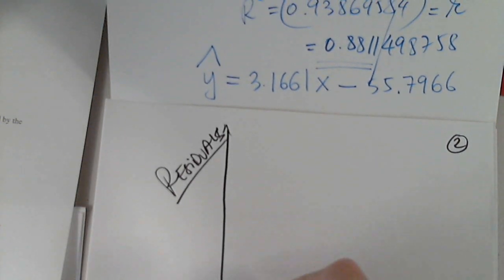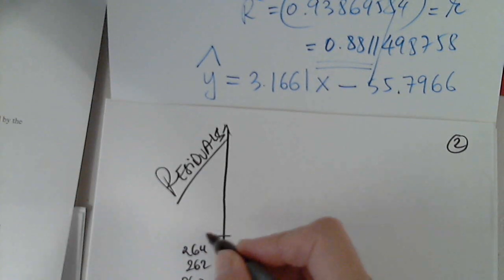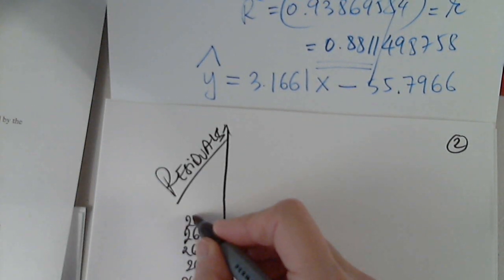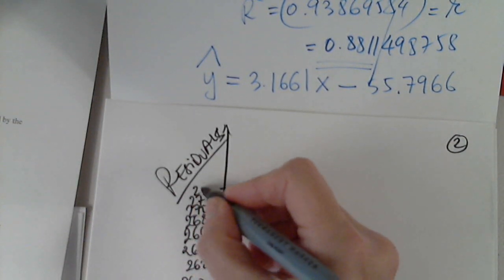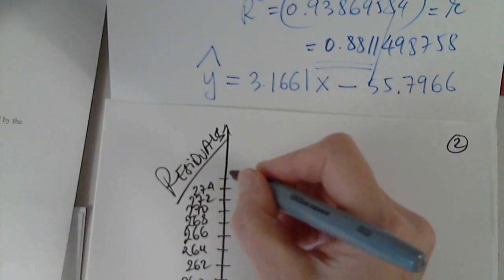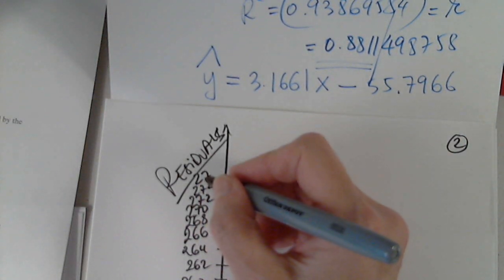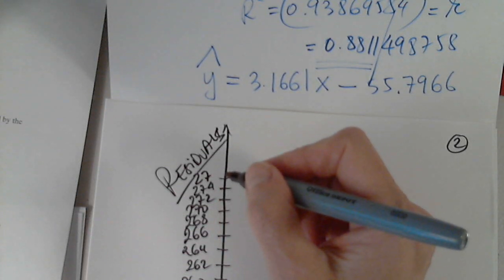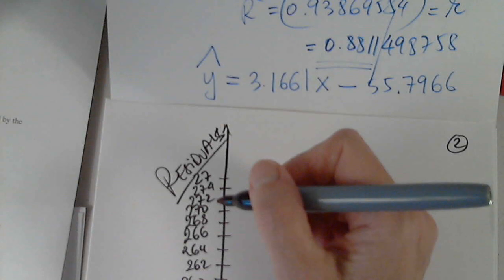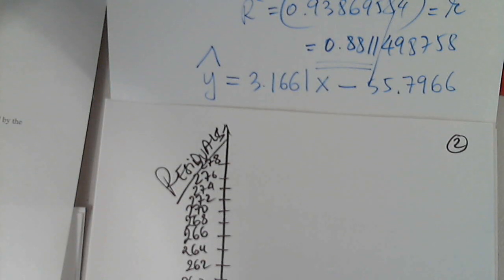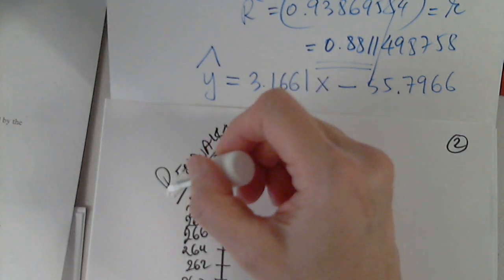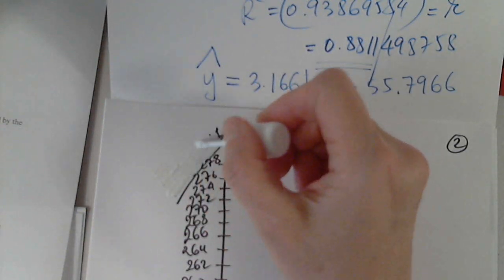So 258, 260, 262, 264, 266, 268, 270, 272, 274, 276, 278. And I'm going to delete this. This is not the residuals yet. The graph of the residuals is coming up.